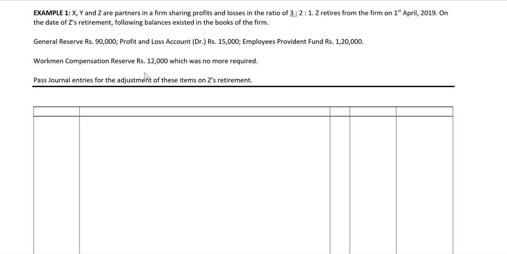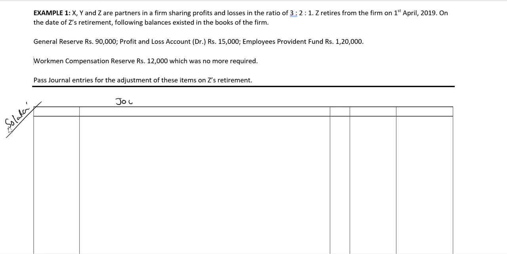Workmen Compensation Reserve of Rs 12,000 was no longer required. We are asked to pass the journal entries for the adjustment of these items on Z's retirement. Let's go ahead with the solution.